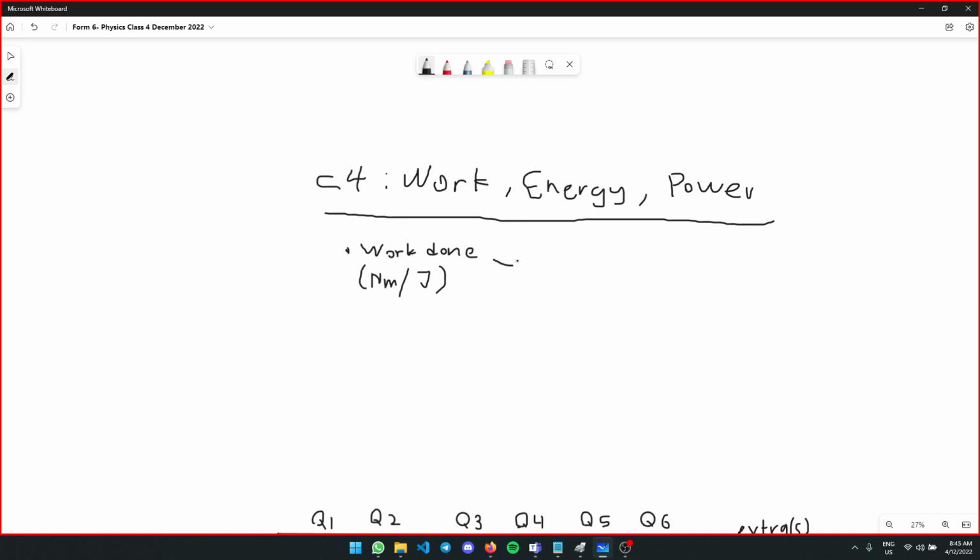According to the definition, work done by a force. It has to be a constant force. The force cannot change. So the force has to be constant. Constant force.